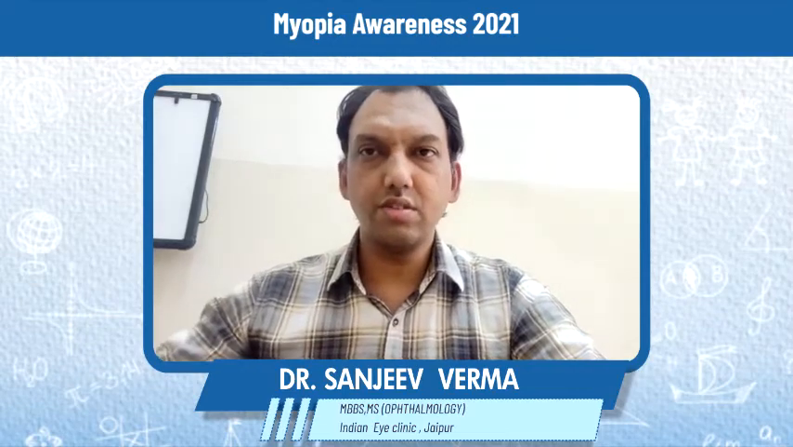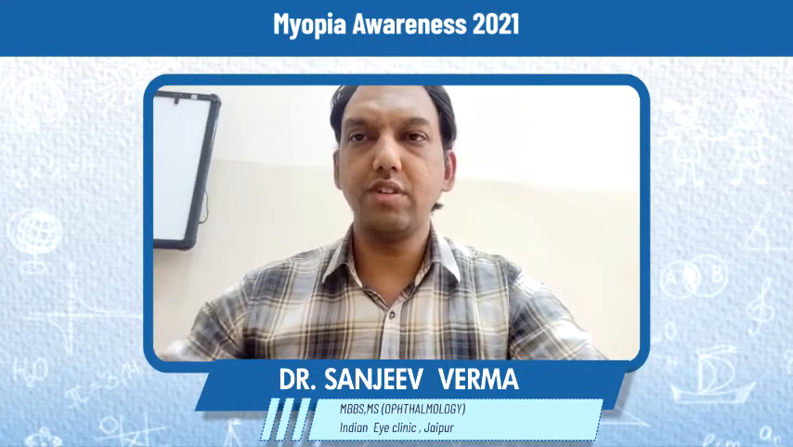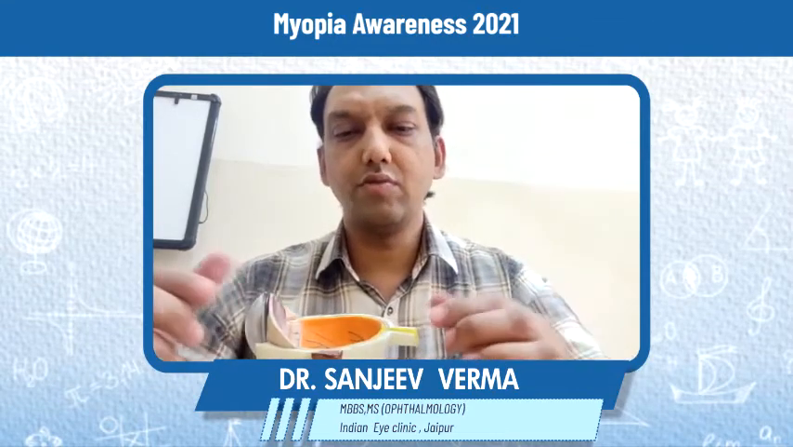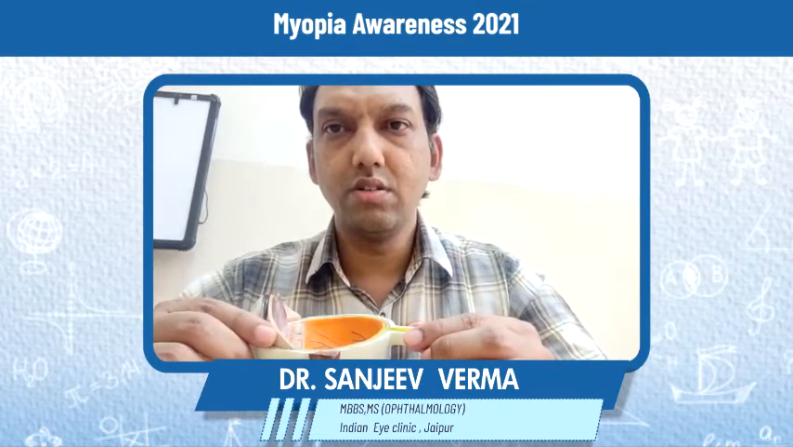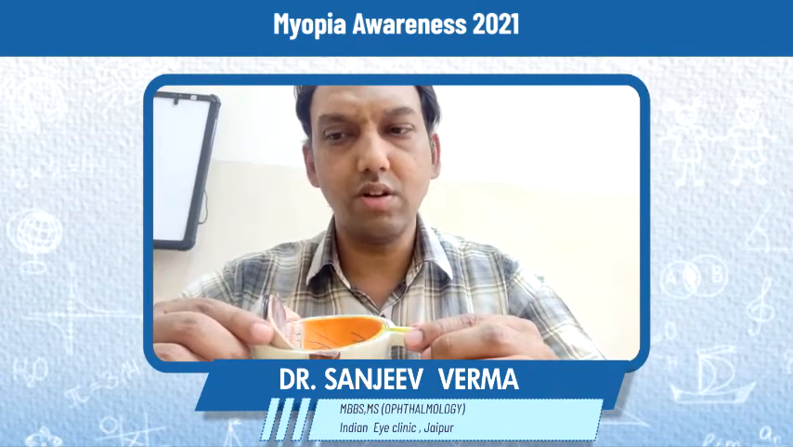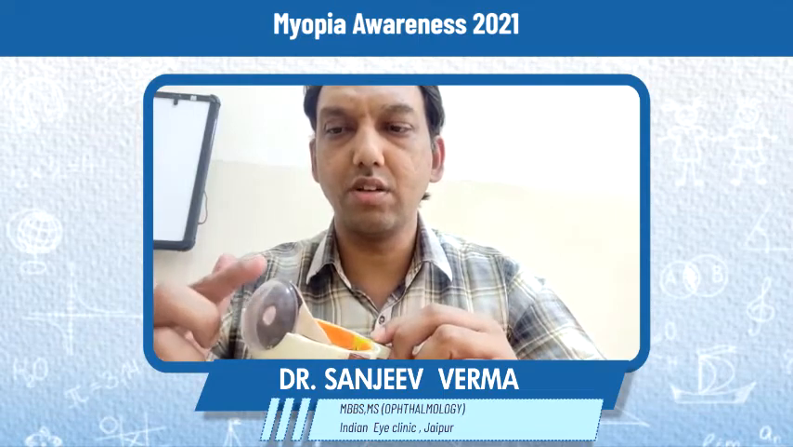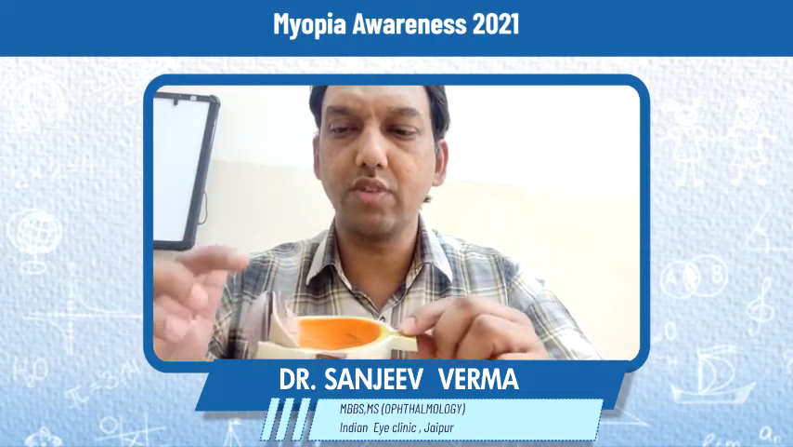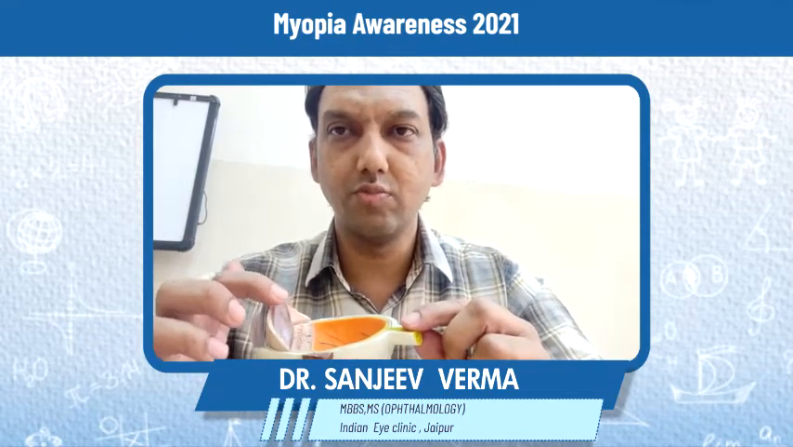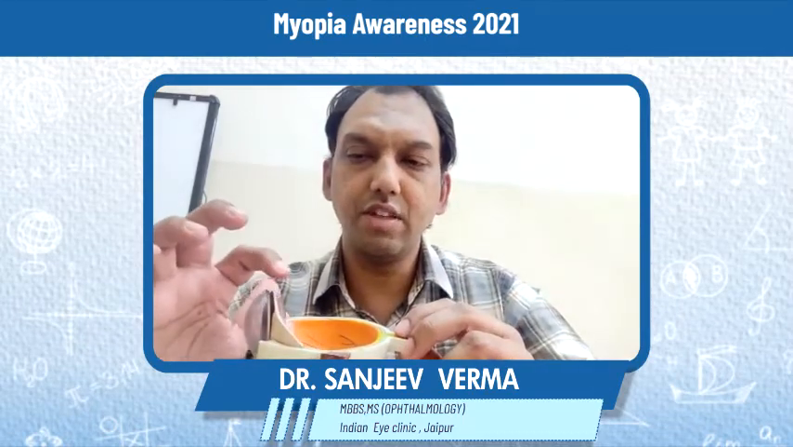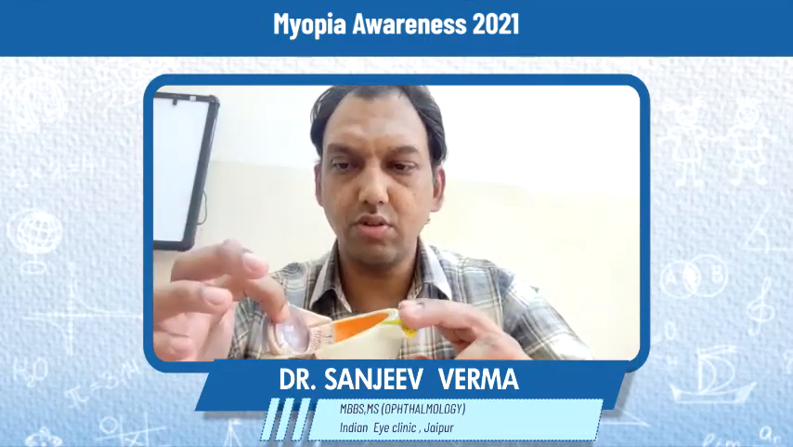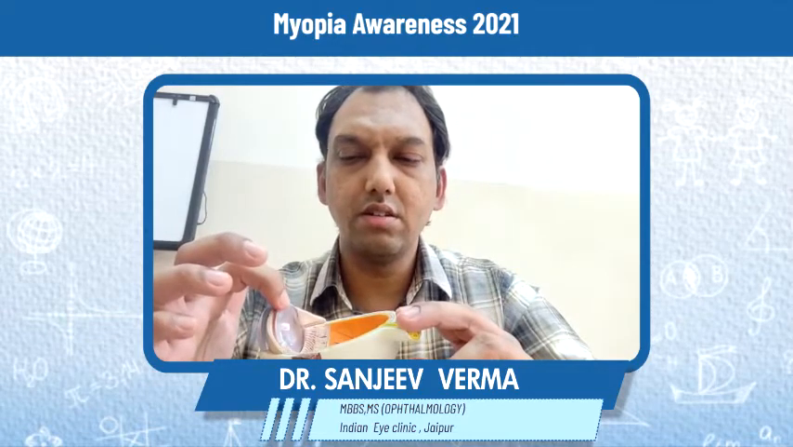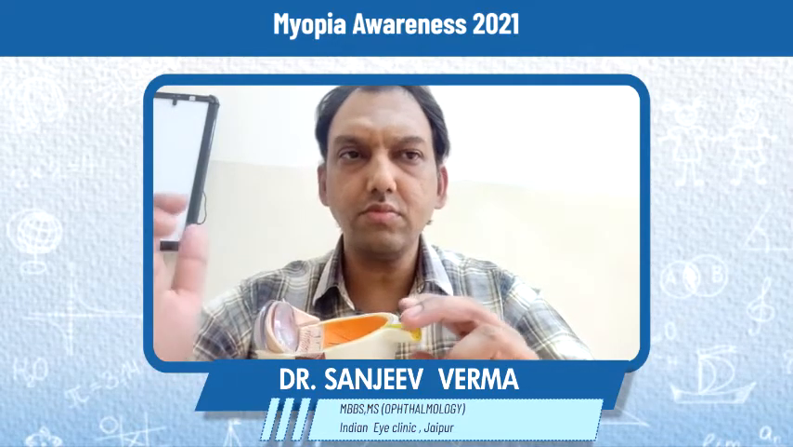Now about the causes, I have this model by which we can understand things easily. First is axial myopia, in which the axial length is more than normal. The second is curvature myopia, in which the curvature of the cornea or the curvature of the lens is more than normal. It can also be due to a higher refractive index of the lens, or an anteriorly displaced lens.